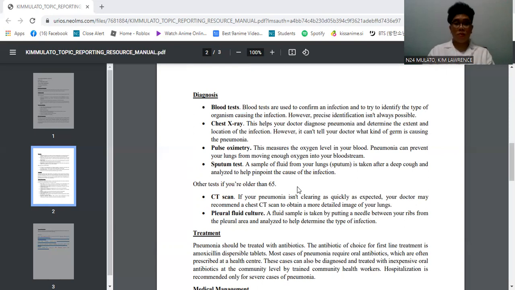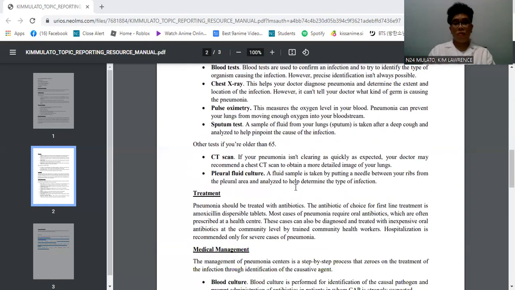Here are the other tests if you're older than 65 years old. CT scan. If your pneumonia isn't clearing as quickly as expected, your doctor may recommend a chest CT scan to obtain a more detailed image. And pleural fluid culture. A fluid sample is taken by putting a needle between your ribs from the pleural area and analyzed to help determine the type of infection.